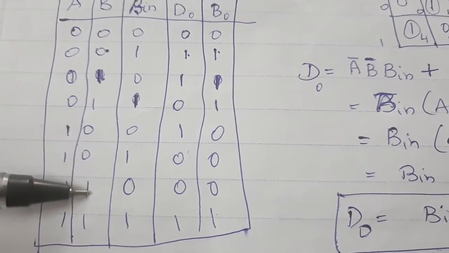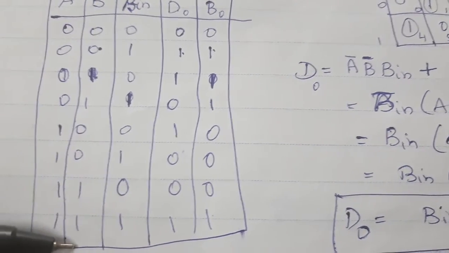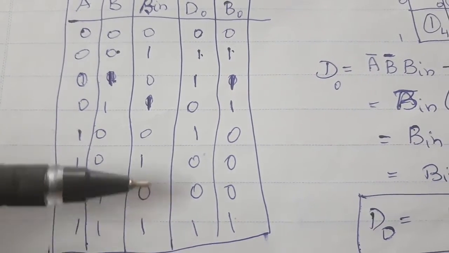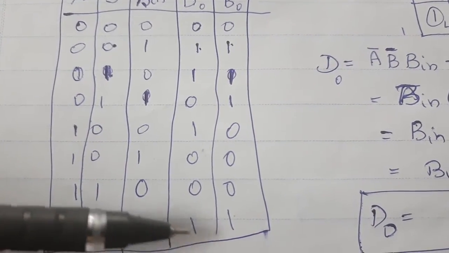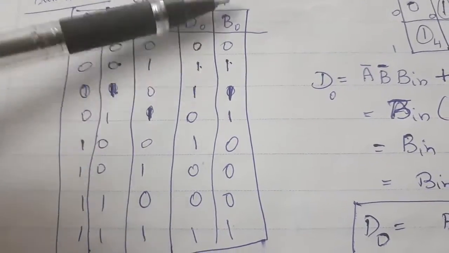Similarly 1 minus 1, 0, 0 minus 0, 0 0. You come here, 1 minus 1, 0, then 0 minus 1, you have to borrow. Again 10 minus 1, 1 is the answer. Now you find out the K map for difference out and borrow out.